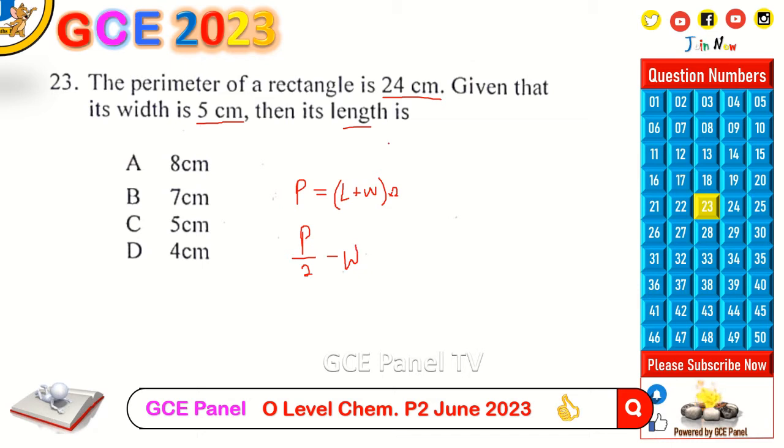So this will give us 24 divided by 2, 12. 12 minus 5 will give us 7. So our length here is 7. And you can test this. 7 plus 5 is 12, times 2 is 24, which is the 24 that they talked about here. Okay? So which number plus 5, times 2, gives us 24? That number is 7. This is another way to get it.